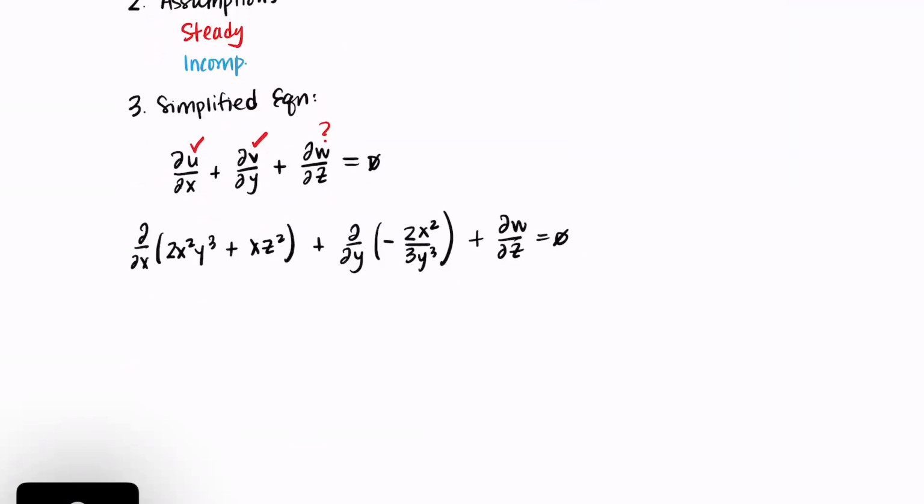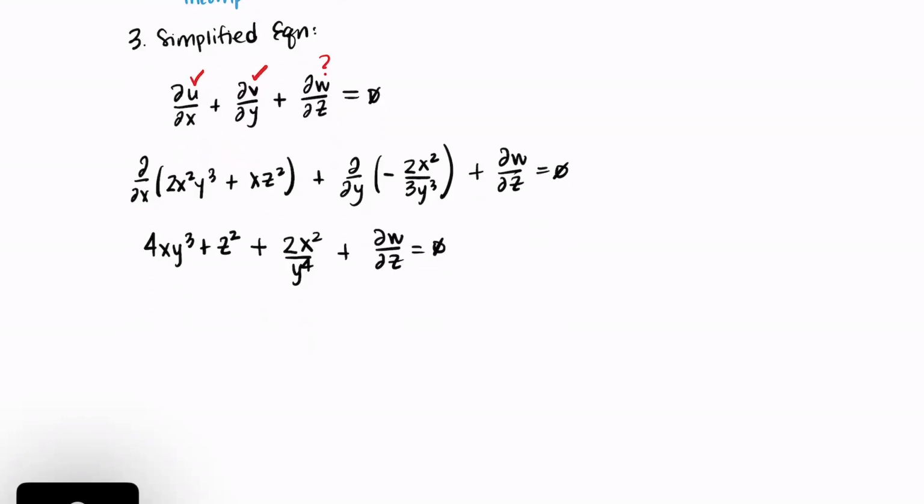All right, so I'm going to do my derivatives. So I have 4xy cubed plus z squared. And then I have 2x squared over y to the fourth plus partial w partial z is equal to 0. So far, so good? Cool. All right, I am going to now separate variables and integrate.